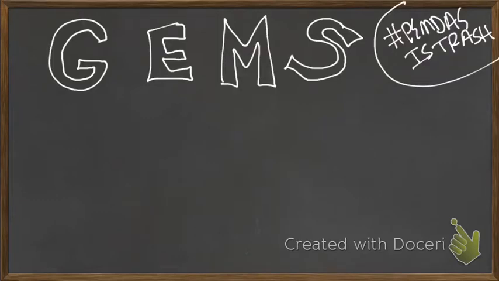For order of operations review, I like GEMS. Here's the big reason: G stands for grouping. Grouping has a bunch of different things, and I'm going to write them off to the left here. You guys probably know these.